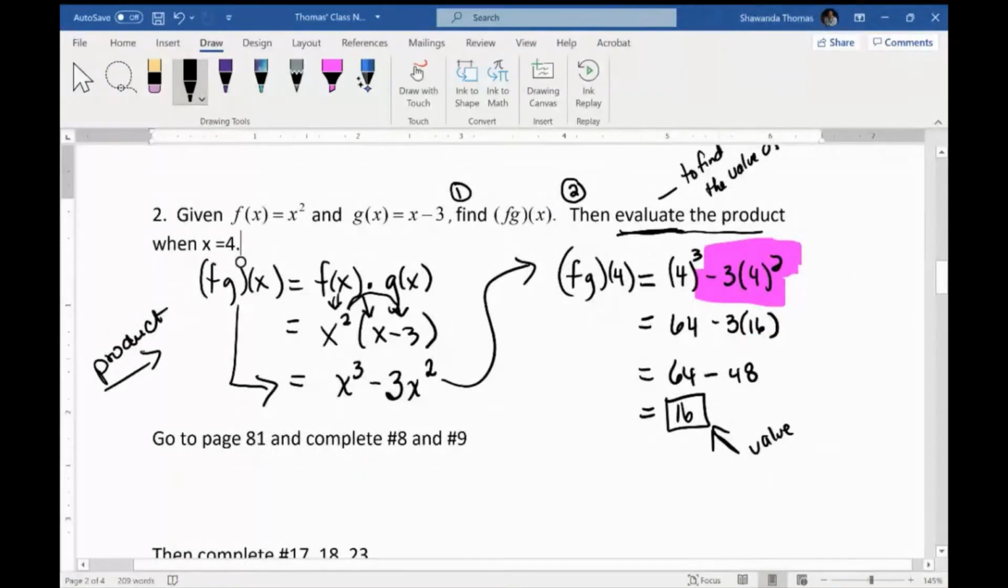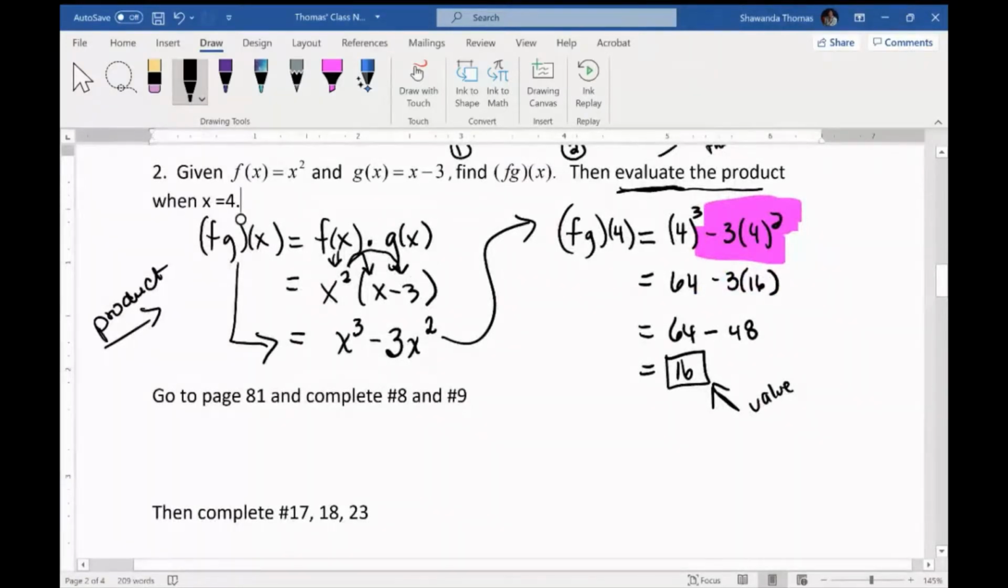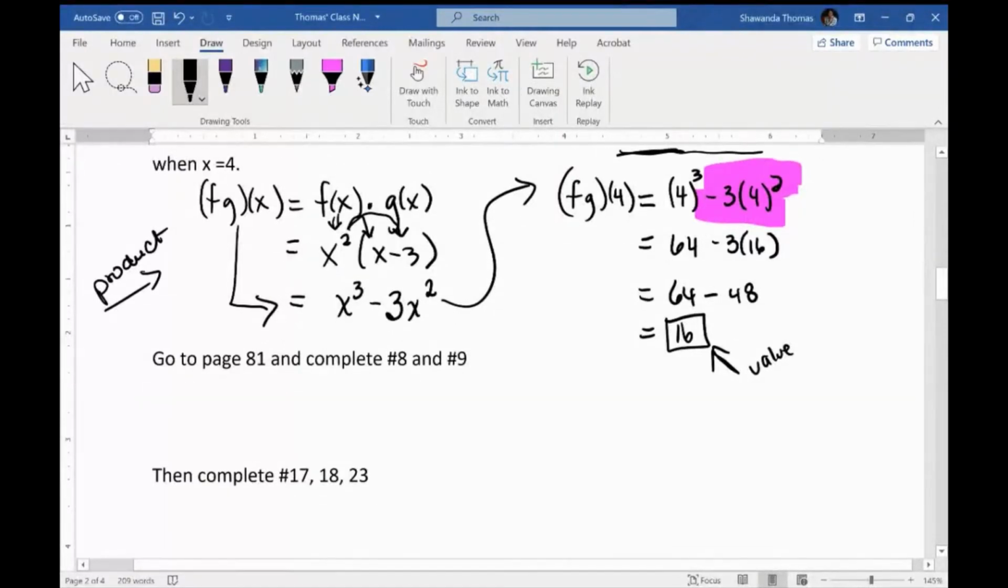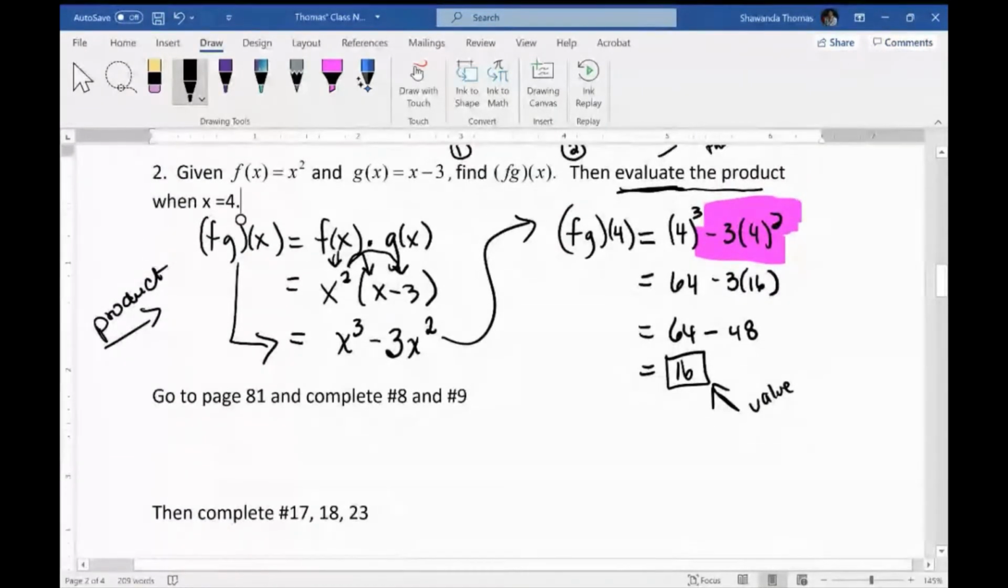All right. And I see here I said go to page 81 and complete number 8 and number 9. All right, so I'm going to go to mine because I don't have enough room right here. You might have to use some extra paper off to the side. I am going to stop sharing this and share the whiteboard.